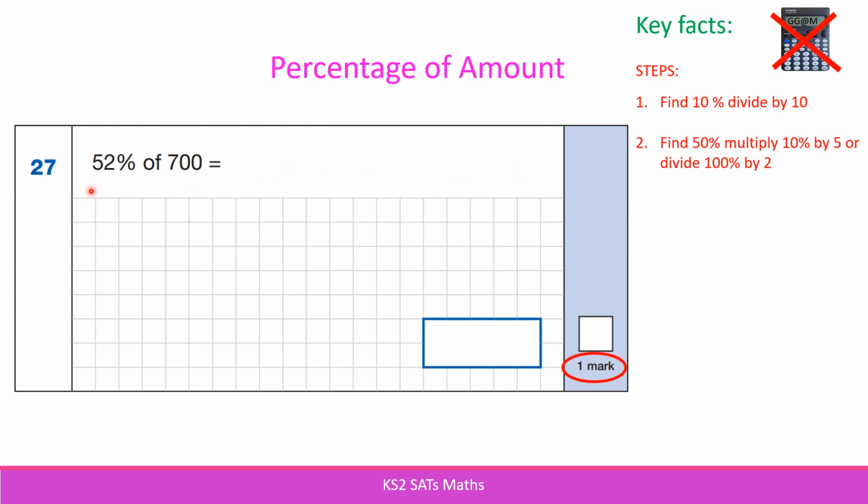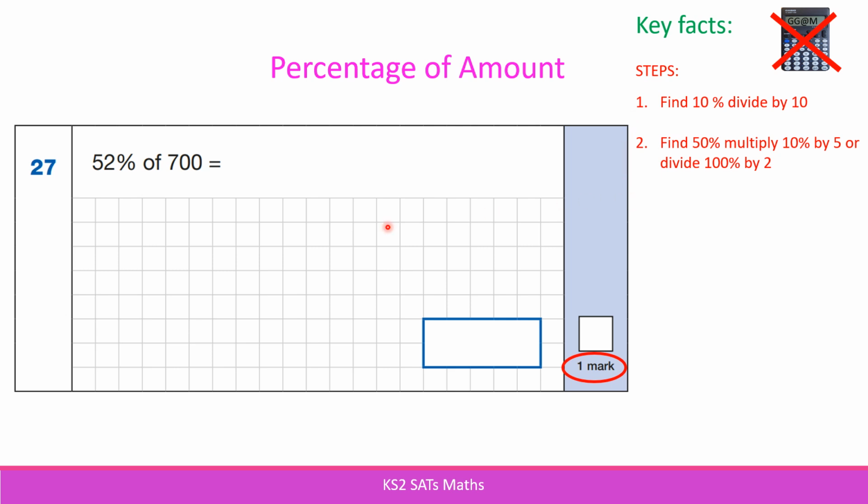Next, we need to find 50%. Now, to find 50%, you take the answer you got for 10% and multiply it by 5, or you could just take the number you started with, 700, and divide that by 2. That will also give you 50% because a half of 100 is 50. So there are 2 ways to find 50%. Now, generally with any question, we always start by finding 10% because that's generally the easiest way to help us work out any value.